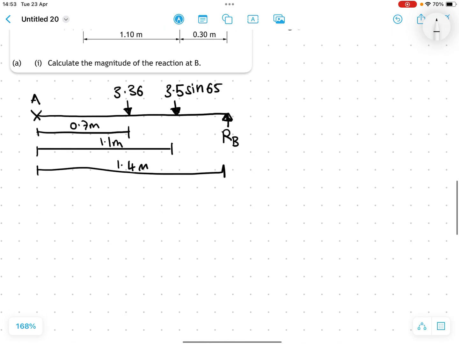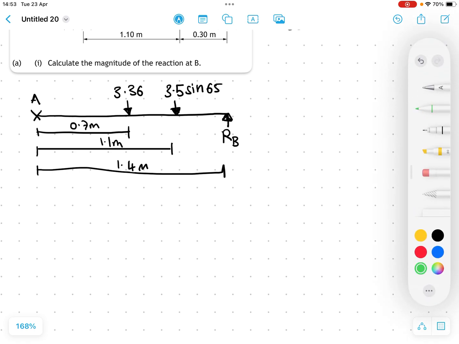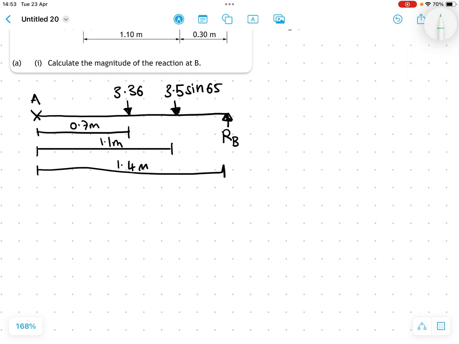The reason I've done that is because it allows me to go on and look at the moments that I need to take. If A is my pivot point, and this is an equilibrium, the 3.36 kilonewton force is going to be causing a moment in this direction. 3.5 sine 65 is going to be causing a moment in this direction, and RB will be causing a moment in this direction.